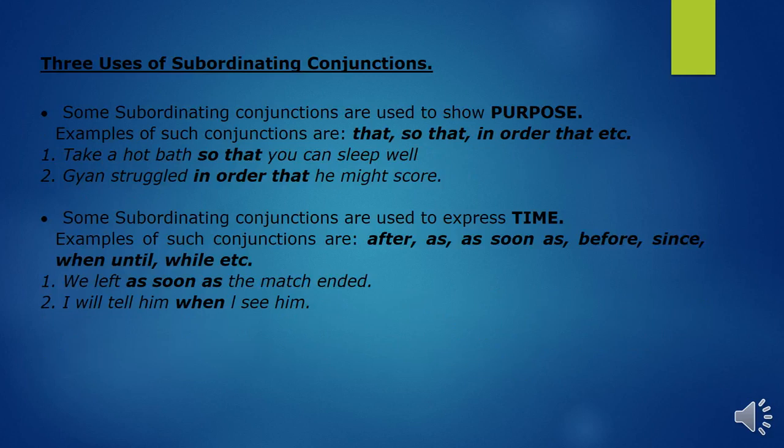Now let's look at the three uses of subordinating conjunctions. There are a lot of uses, okay, but let's look at these three uses. Number 1: some subordinating conjunctions are used to show purpose. Examples of such conjunctions are that, so that, in order that, etc.